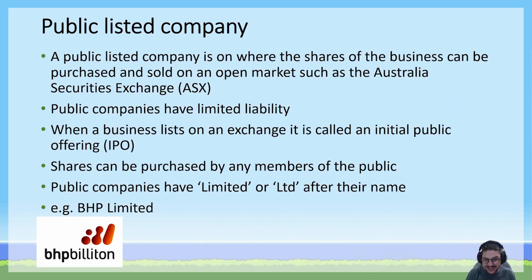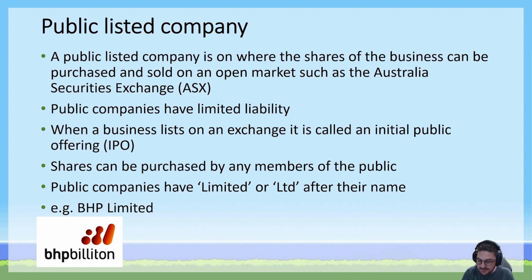A public listed company, as the name would suggest, is quite different from a private limited company. A public listed company is one where the shares are traded freely to members of the public, and these shares are listed on a stock exchange. In Australia, our stock exchange is called the Australian Securities Exchange, or the ASX. In America, you might have heard of Wall Street. That's the American system, but in Australia, we use the ASX.